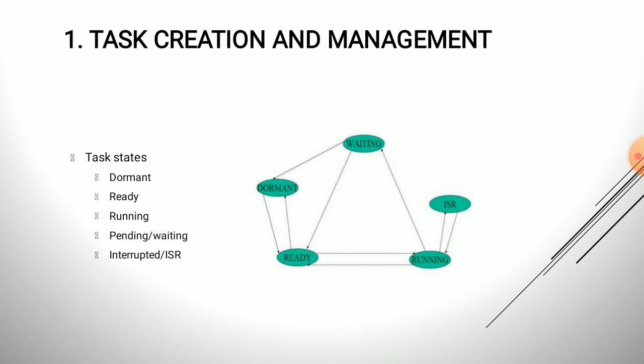The next state is the interrupted or ISR state. A task enters this state when an interrupt occurs and the CPU executes the ISR. So these are the 5 task states.